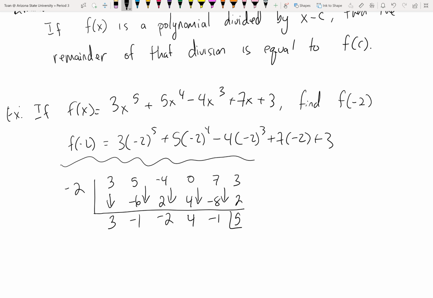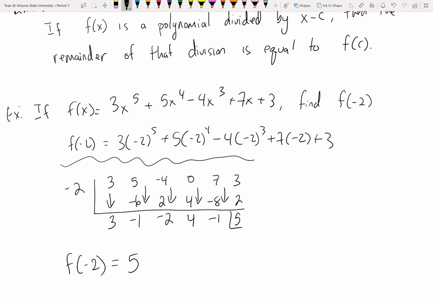I don't have to do any combining like terms. All this work, what does it tell you? I can guarantee you, I will bet money that if I plugged in the negative 2 into that equation, I'm going to get a 5 out. So that's what the remainder theorem says, that the remainder of any synthetic division is the function output when you plug that 0 in, or when you plug that root in. So that's a pretty neat parlor trick.